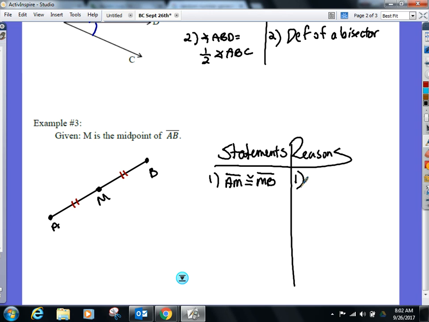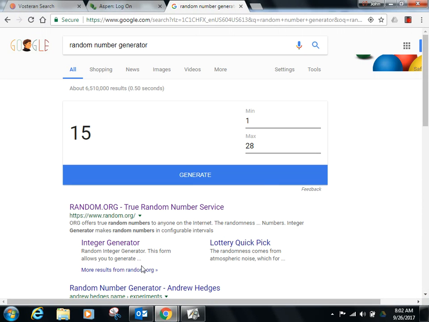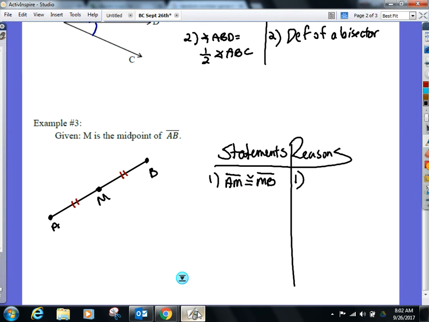What would be a good reason here? How did he know to put those congruent marks on? What would be a good reason here? 17. Who's got 17? Definition of a midpoint. You guys are catching on. Perfect.